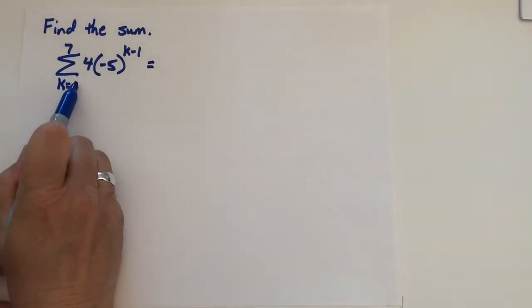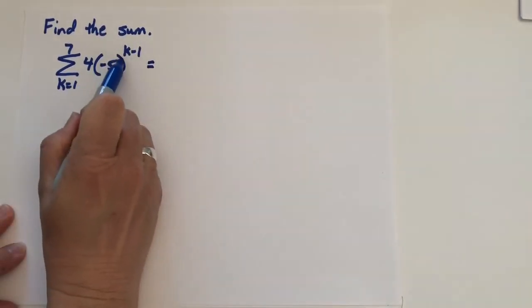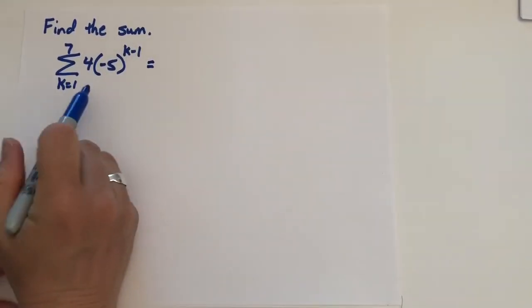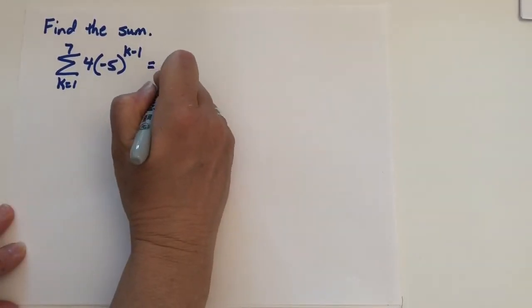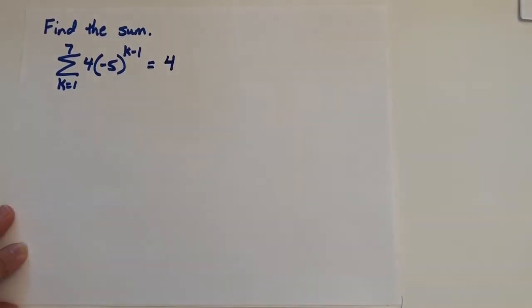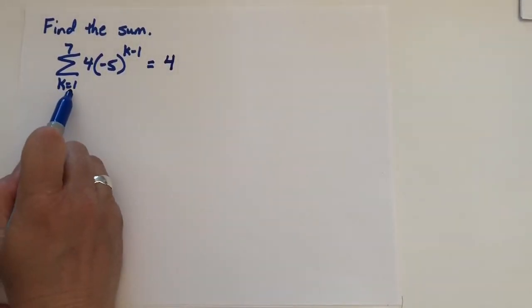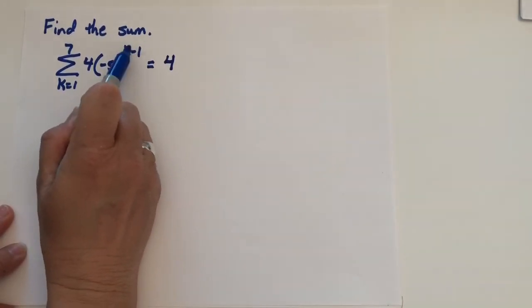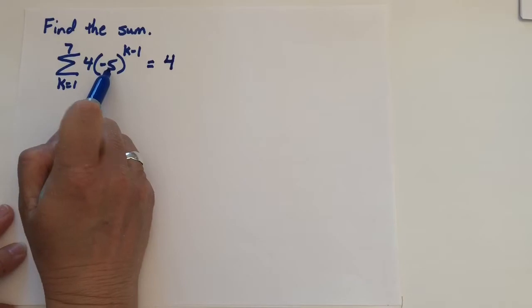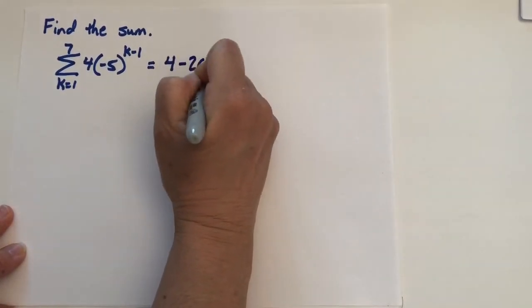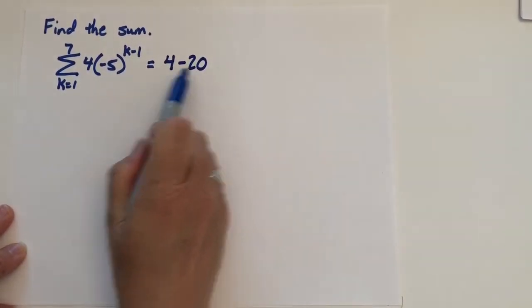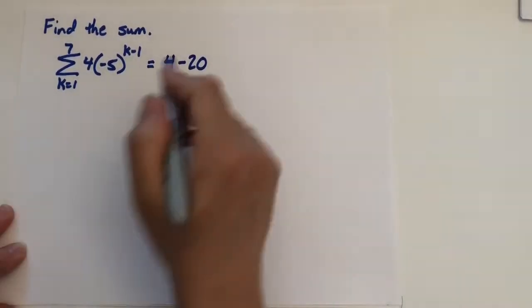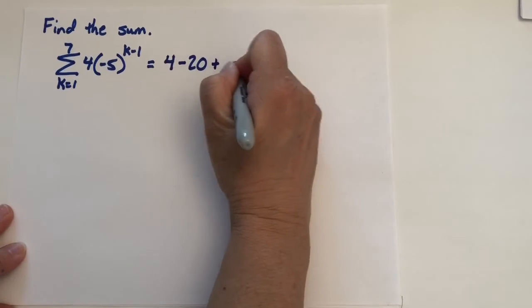start with k equals 1. Notice that would give you a 0 exponent here. Negative 5 to the 0 is just 1. So we would have 4 times 1, or just 4. Our next term we would get if we substituted k equals 2 in. So our exponent would become a 1. We'd have 4 times negative 5, or negative 20. And I hope you can see that this will alternate from plus to minus and plus to minus as we write more terms. I'm not going to fill in any more.